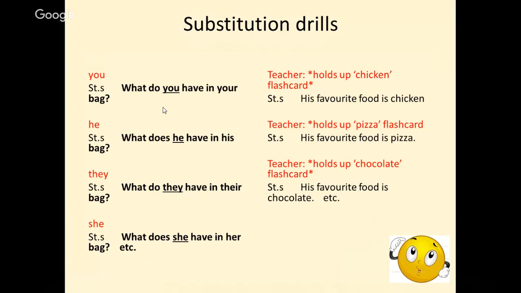So it's a kind of meaningful drill. And the next one is an example of a vocabulary drill. Also, the topic is food, as you see, and it's good at lower levels. Here the teacher offers a picture, flashcard, or shows on the board, or the teacher can even just say the word. For example, chicken, and the sentence is, his favorite food is chicken. Teacher holds up a pizza flashcard, and students say his favorite food is pizza. The teacher holds up a chocolate flashcard, and the students say his favorite food is chocolate.